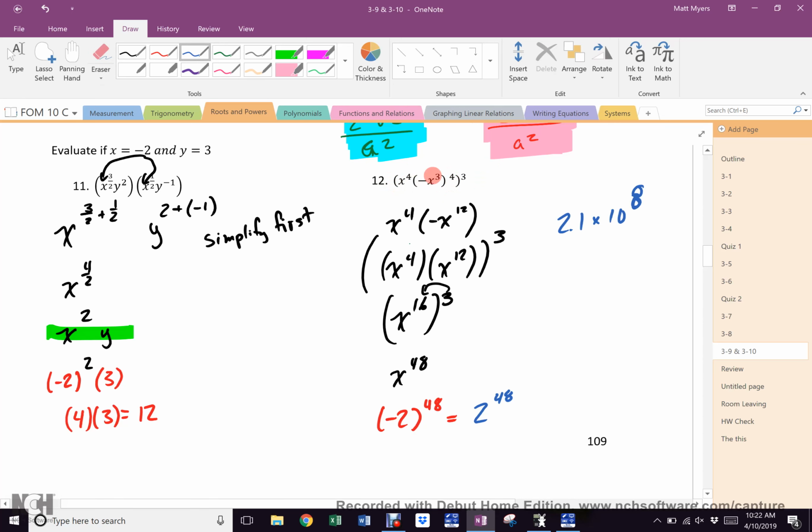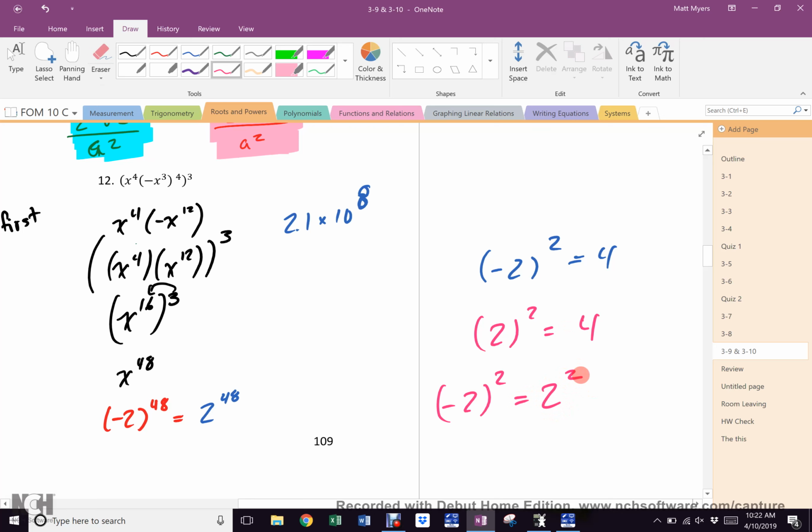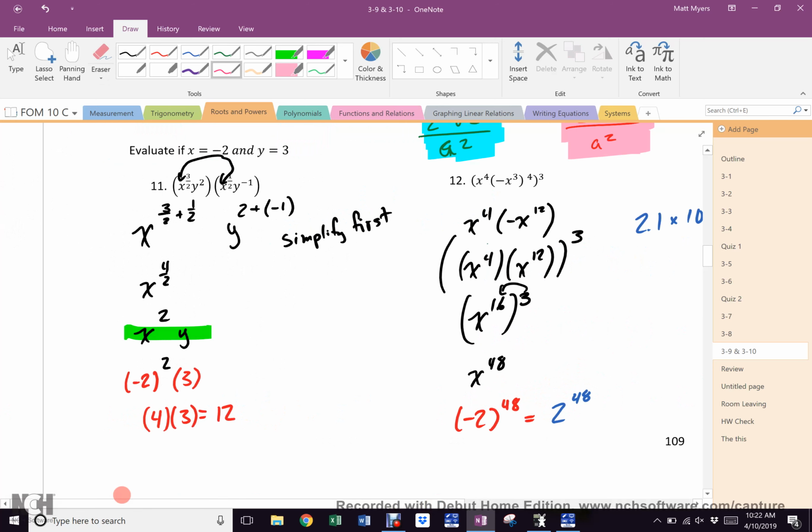Nathan, what is negative 2 squared? Positive 4. What is 2 squared? Positive 4. If they both equal positive 4, then doesn't negative 2 squared equal 2 squared? That's why. Everybody good?